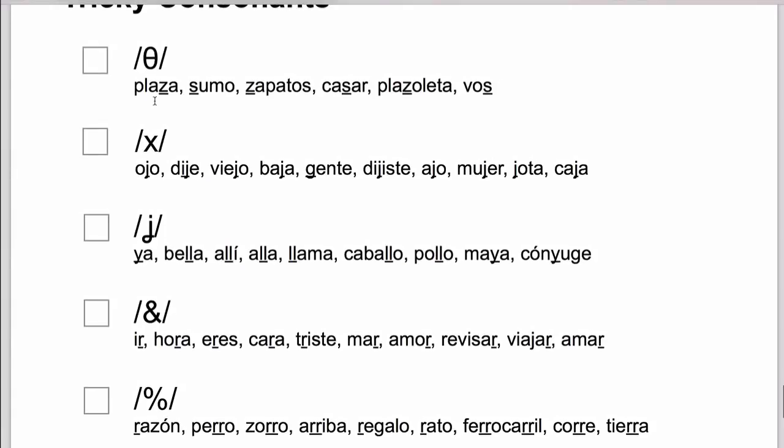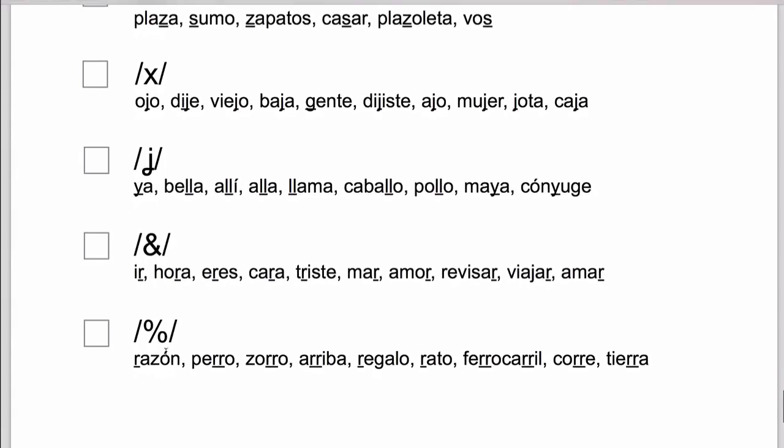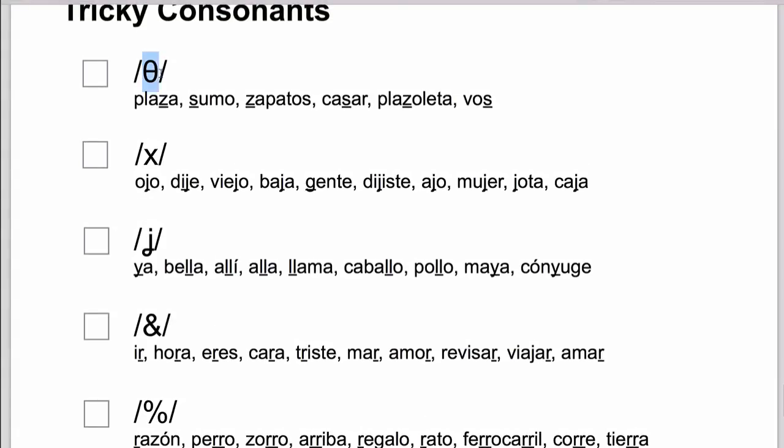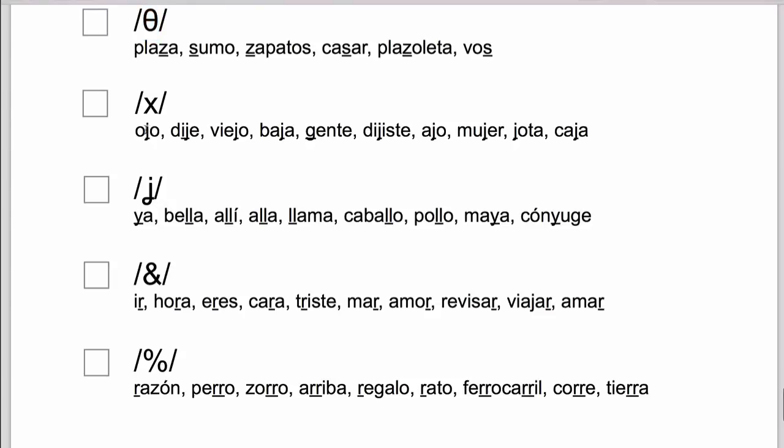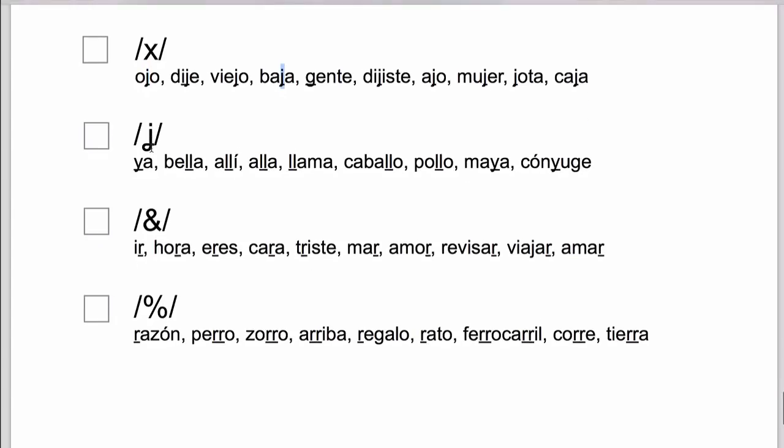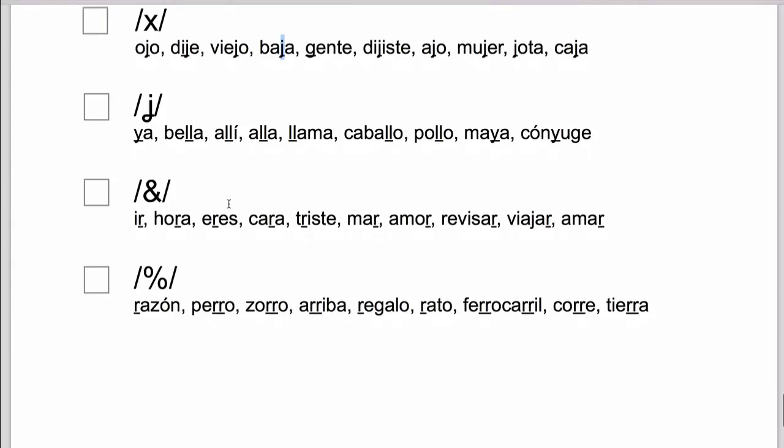And finally, we have the th, h, y, r, and rr. So starting with these three, this is a sound you mostly only hear in Spain, plaza, zumo, zapatos. This sound you hear all over. It's a sound, so it's like a harder H. Ojo, dije, viejo, baja, except it's pronounced completely different from the H, so you'll learn how to pronounce that in the course. It is a really difficult one for a lot of people. Beja, allí, allá, llama. You hear this in lots of different dialects of Spanish. Really good one to learn.